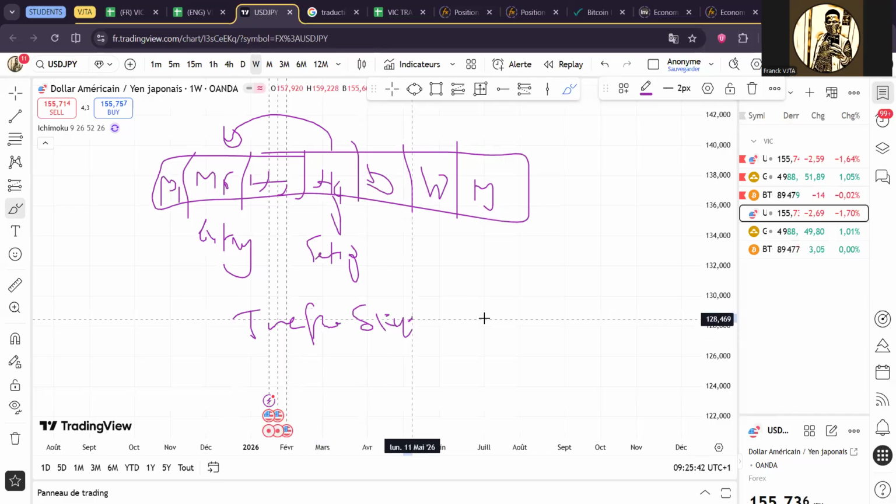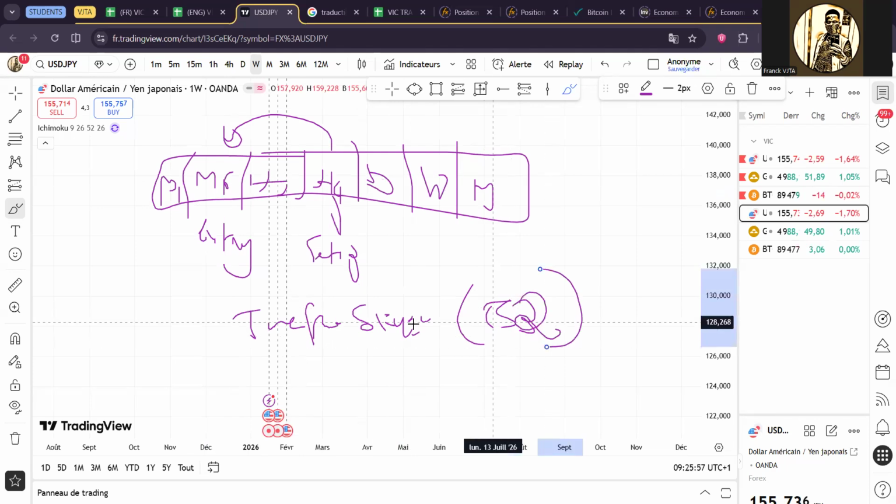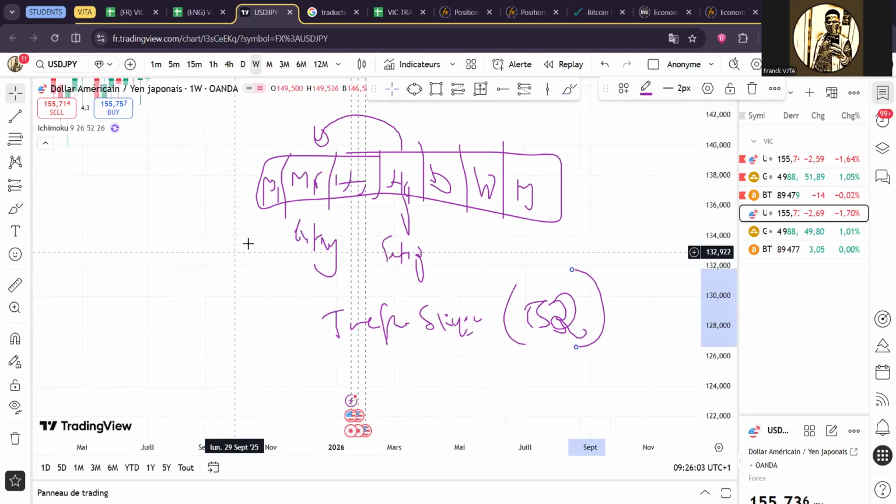The time frame skipping, the short form is TS. TS2 is because you skip one, and on the second time frame you go and find the entry. So the time frame skipping gives you the blocker. It is the first way to find a blocker.